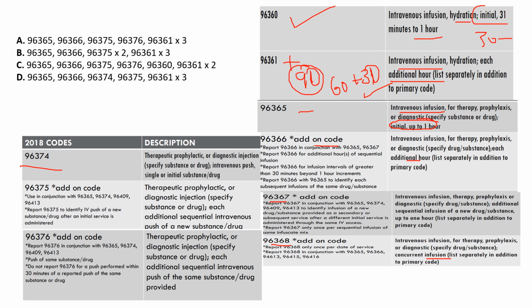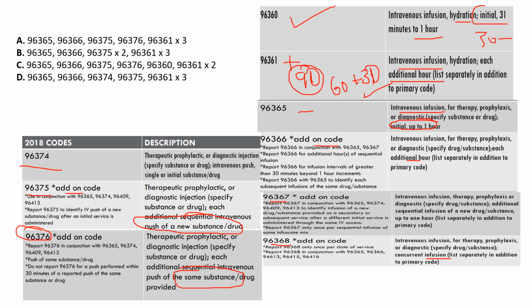Also, 96375 is an add-on code, and we will utilize it only when you have a different or a new drug. Okay, if they are introducing or administering any new substance, then you can take 96375. Same way, 96376 is for the same substance. If they are administering Zofran for the initial hour and the next hour they are also giving Zofran, at that time you have to code 96376. Okay, this is for the same substance.